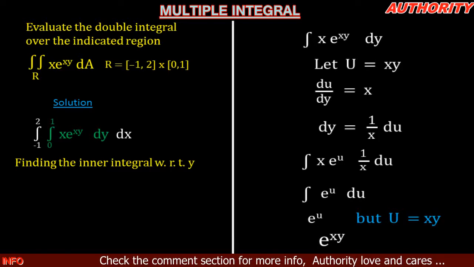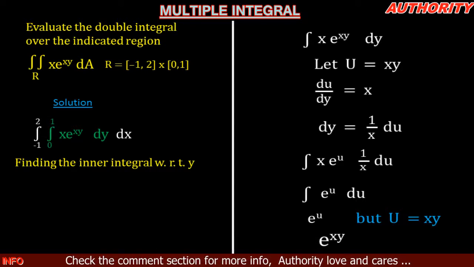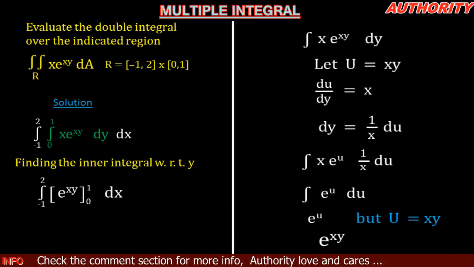All right? So when we integrate the inner part, which is the integral of x e raised to power xy, when we integrate this inner part with respect to y, it gives us e raised to power xy. Let's bring it into this place. So that means we're going to have the outer part of this integral, the integral from -1 to 2 of exponential xy, evaluated from 0 to 1, dx.